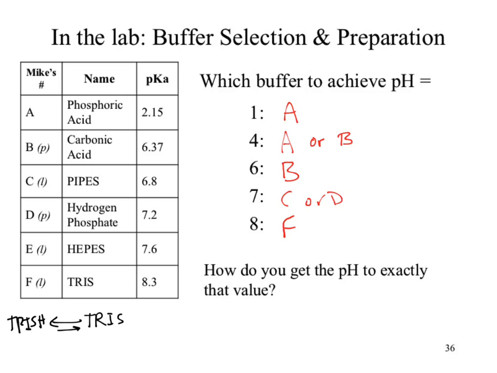Okay. We're just trying to pick a buffer that's as close as possible. How do I get the tris buffer to be exactly at a pH of 8? What do I have to do? I'll have to add acid. Because if I have just the tris buffer going in at 8.3, it needs to get down to an 8. The way it gets to an 8 is by adding strong acid. Does that take it out of the ideal buffer range? Yes. But what I'm hoping is it doesn't take me so far out that I can still buffer reasonably well there. Make sense?